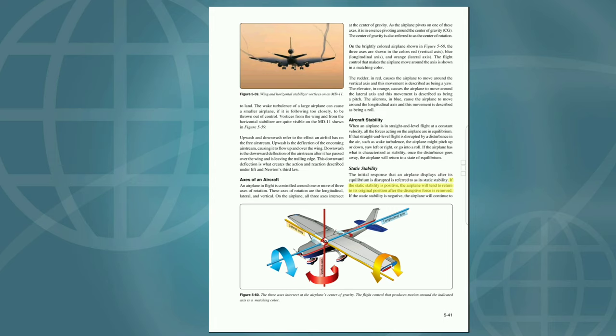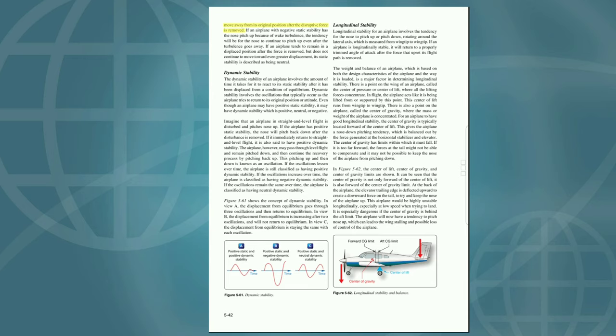If the static stability is negative, the airplane will continue to move away from its original position after the disruptive force is removed. Figure 5-60. The three axes (lateral axis, longitudinal axis, and vertical axis) intersect at the airplane's center of gravity. The flight control that produces motion around the indicated axis is a matching color.